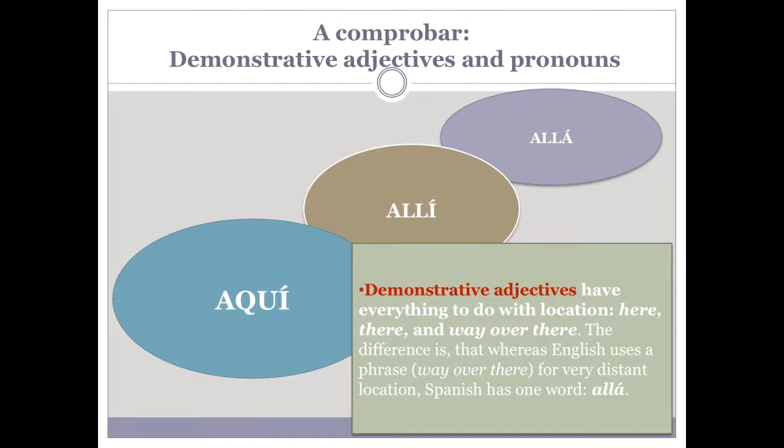Which would you use for ahí? Este, ese, or aquel? You would use ese. Ese libro ahí. That book there. And which would you use for allá? Way over there. You would use aquel. Aquel hombre allá. That man way over there.